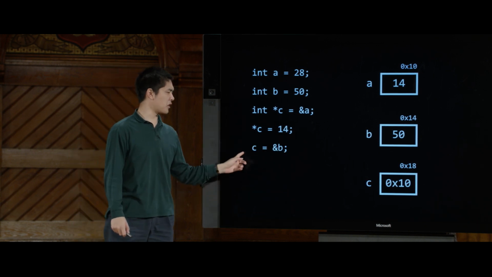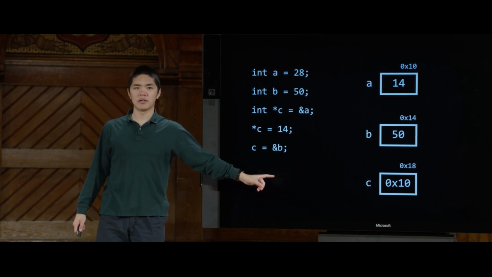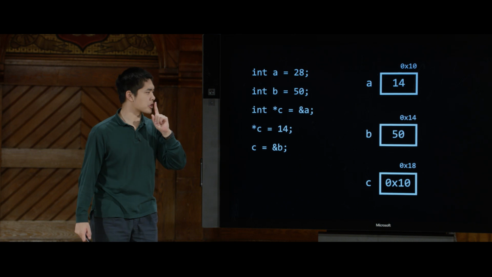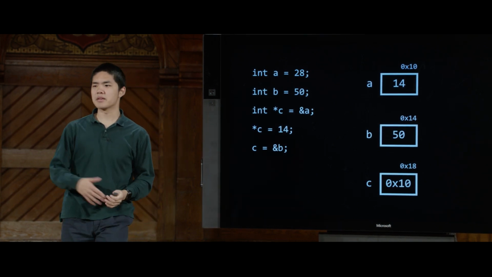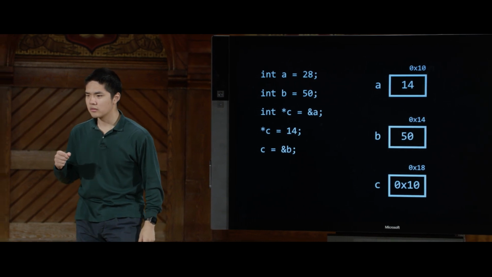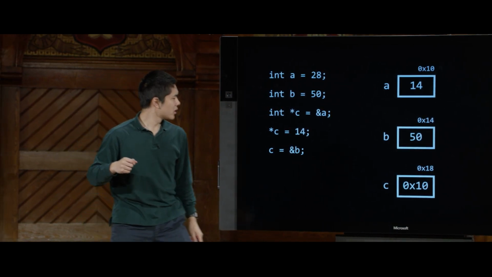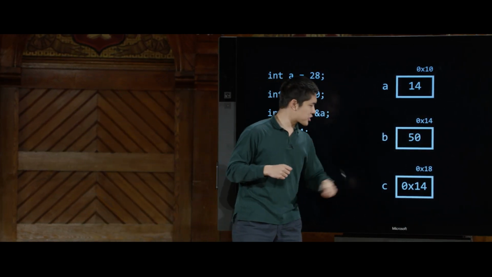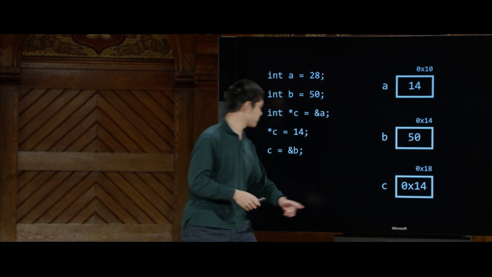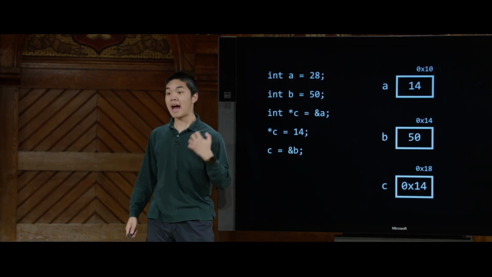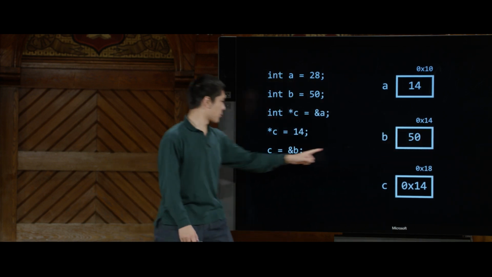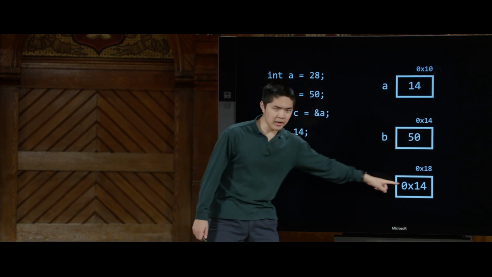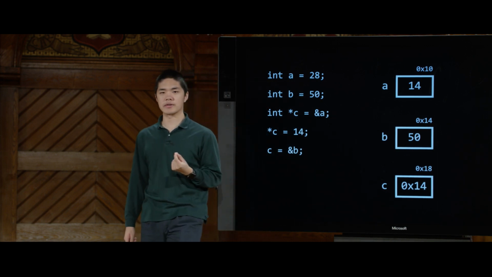What if I now said c equals ampersand b? Slightly different syntax. What happens there? What changes? Ampersand again means take the address of something, yeah? 0x10 changes to 0x14. And why did that happen? Well, ampersand b means get me the address of b. b is a variable. Its address is 0x14. And I'm going to store 0x14 inside of c. So c's new value is 0x14.